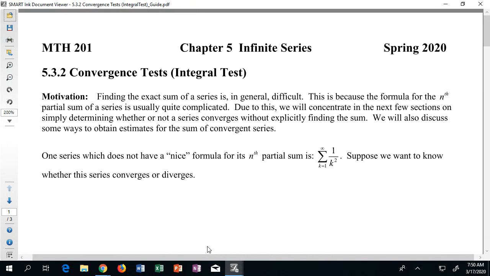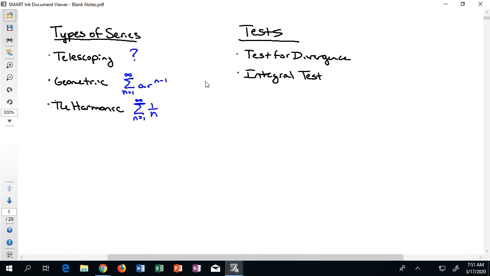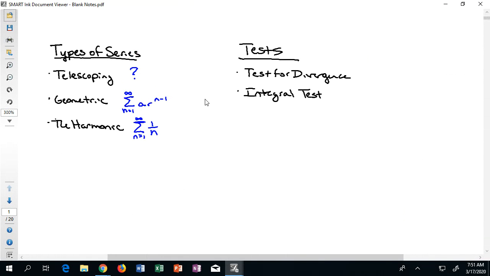In this section, we're going to be adding a new test to our total list of tests and approaches for dealing with these infinite addition problems. So far, these are some of the ideas that we have tackled.